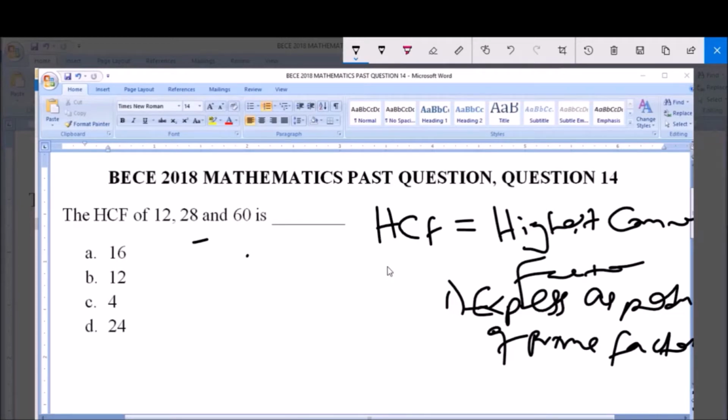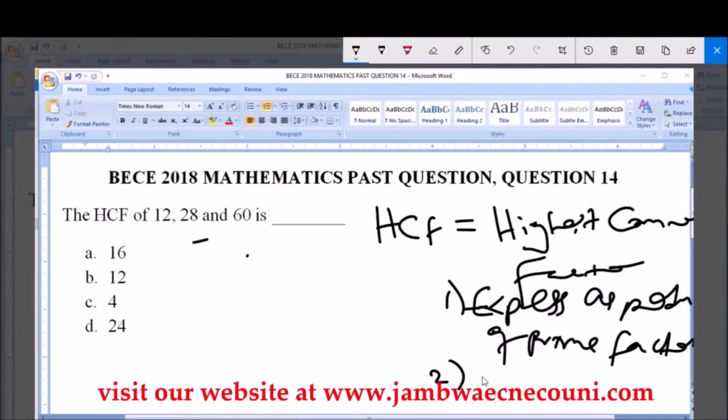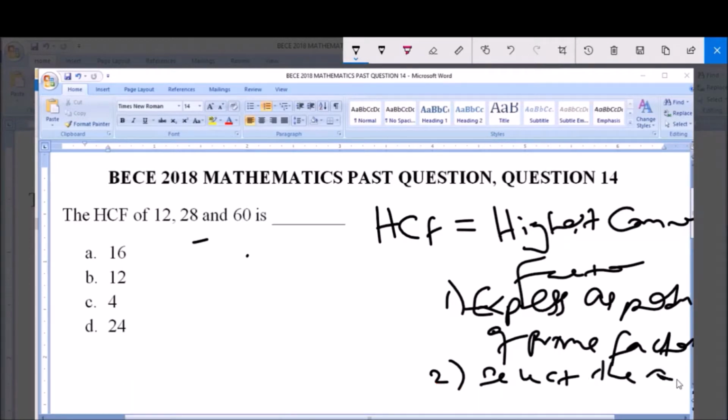Then the second thing you need to consider is that you now select the common prime factors. Those are the two things we consider. And now if the common prime factor is 1, you choose 1. If it's more than 1, you multiply. So first we express them as products of their prime factors.